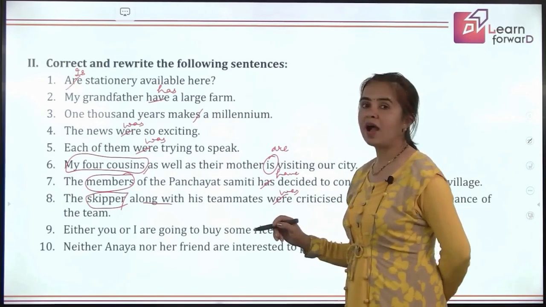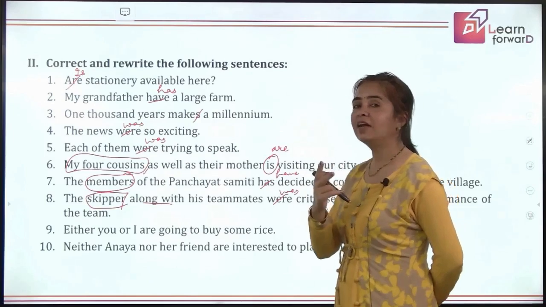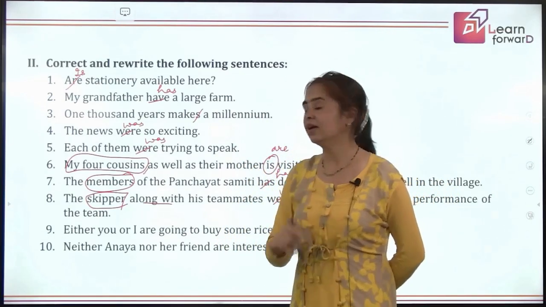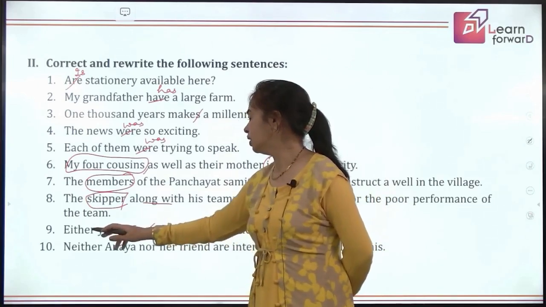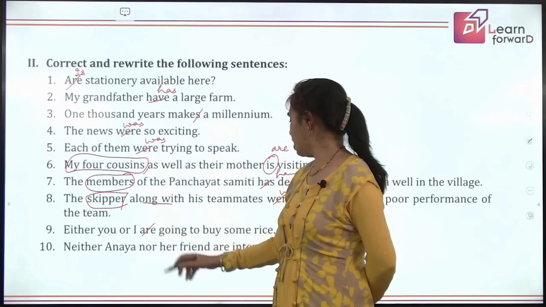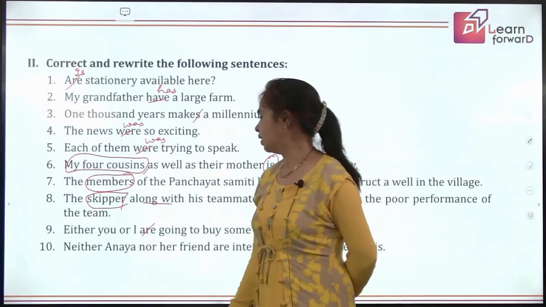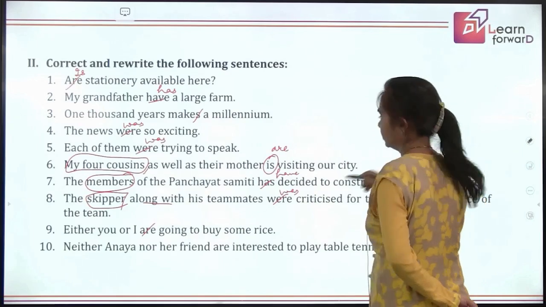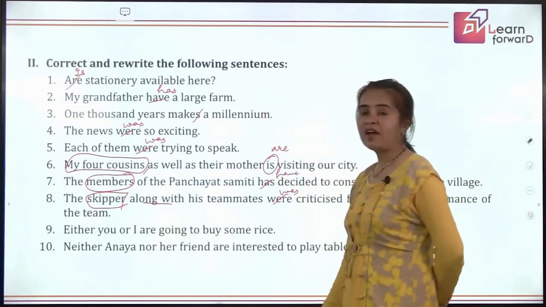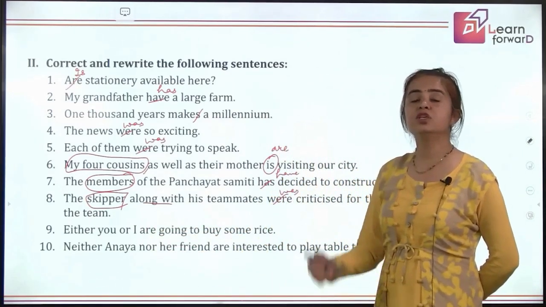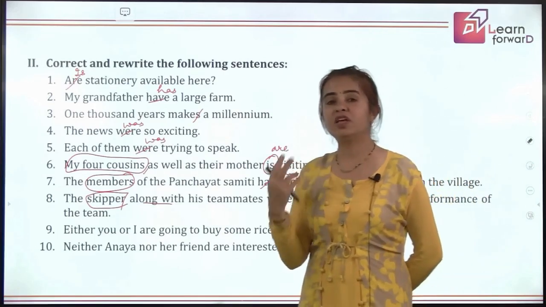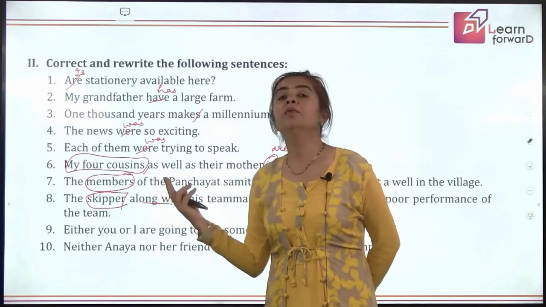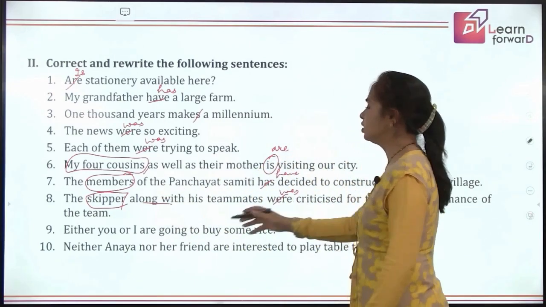Either you or I. The persons are different and you are connecting them using either or. So it will take plural verb. So either you or I are going to buy some rice. Yes, this is correct. There is no mistake in this. Because we have learned when we are connecting the subjects using either or, neither nor, and they vary in person or they vary in number, then we will be taking plural verb with them, children, right? So this sentence is correct.